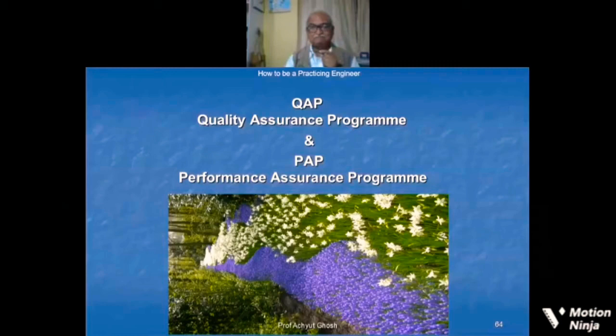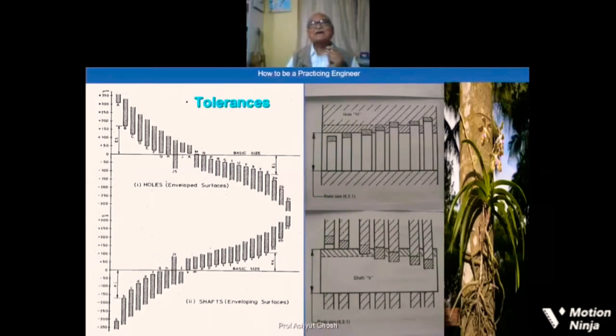Then comes tolerances. You buy a car from Germany. You want to have a bolt replaced, unless we follow certain tolerances all over the world, the bolt produced in India will not fit the German machine. I will not discuss much about tolerances. This your college must be teaching you.